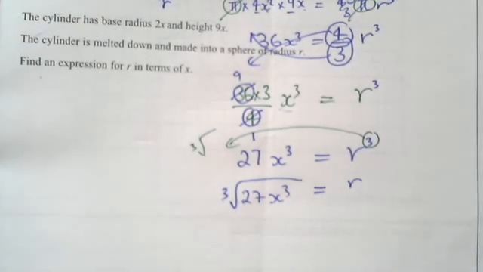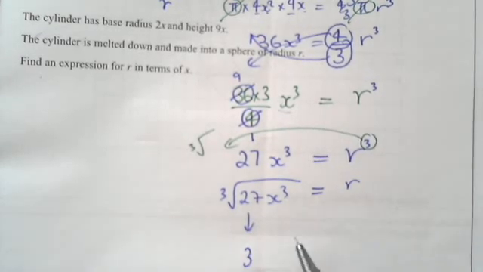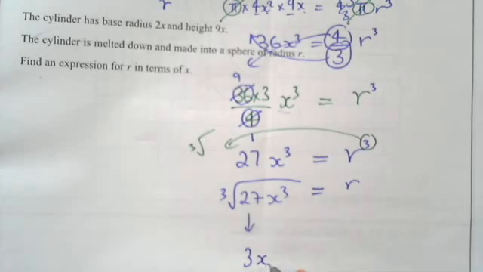So the cube root of 27 will give you 3, and the cube root of x cubed will give you x. And we finished.